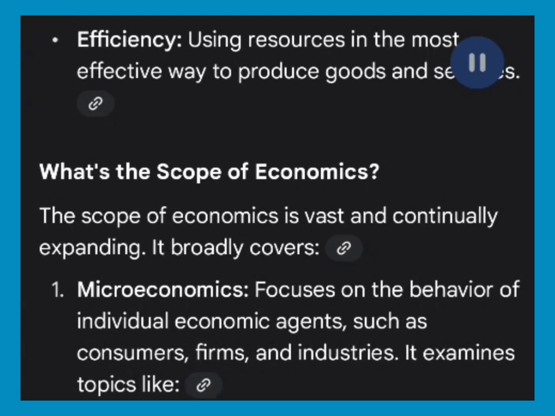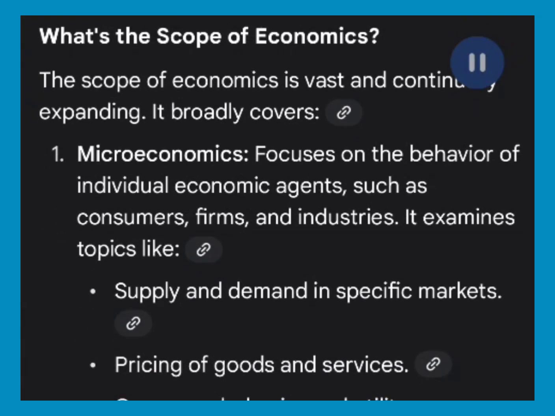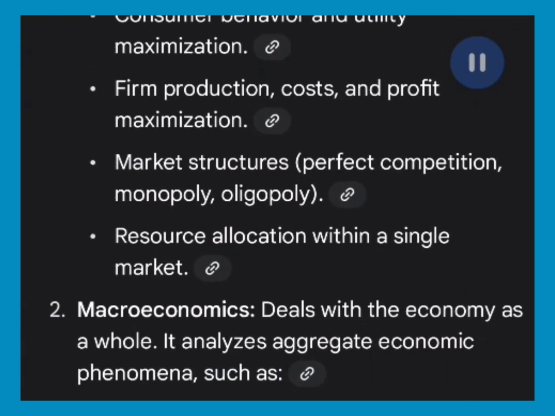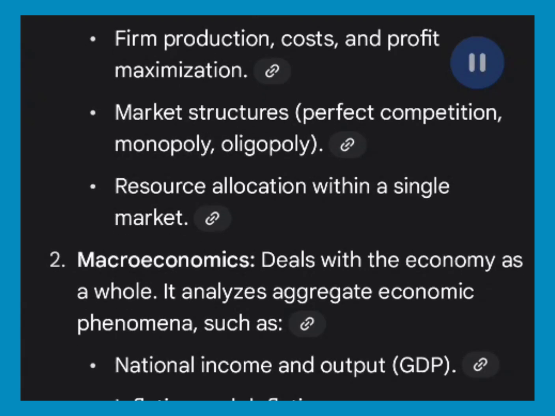What's the scope of economics? The scope of economics is vast and continually expanding. It broadly covers: 1. Microeconomics, which focuses on the behavior of individual economic agents such as consumers, firms, and industries. It examines topics like supply and demand in specific markets, pricing of goods and services, consumer behavior and utility maximization, firm production, costs, and profit maximization, market structures (perfect competition, monopoly, oligopoly), and resource allocation within a single market.